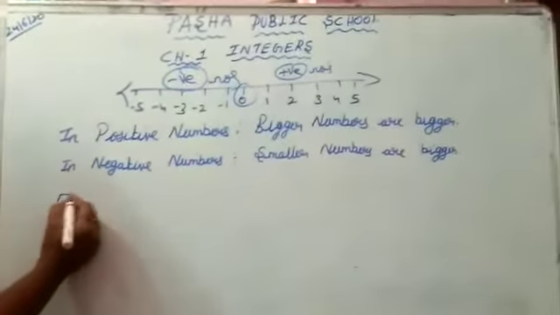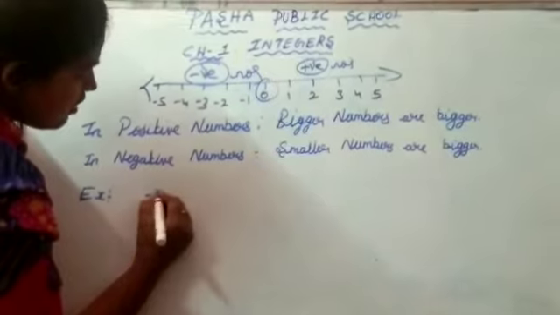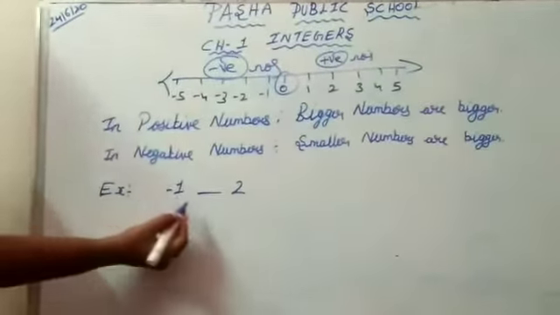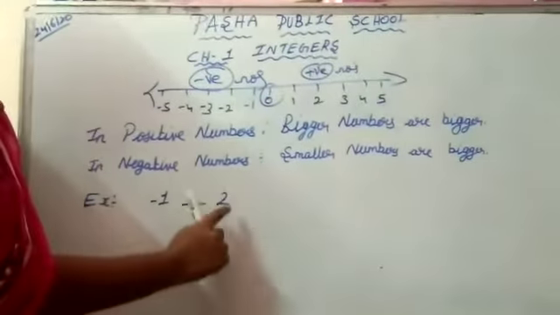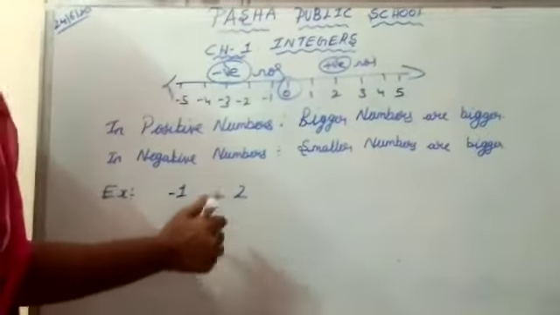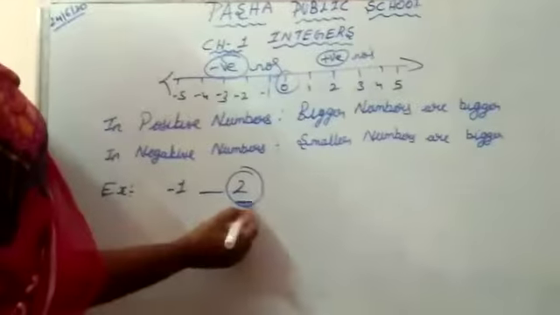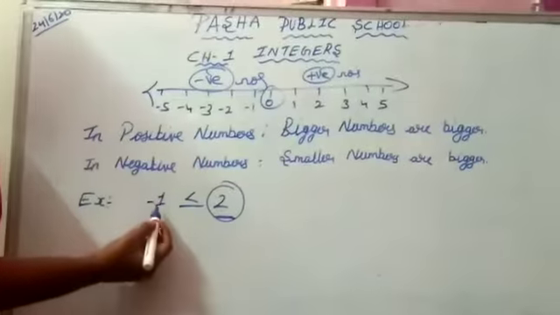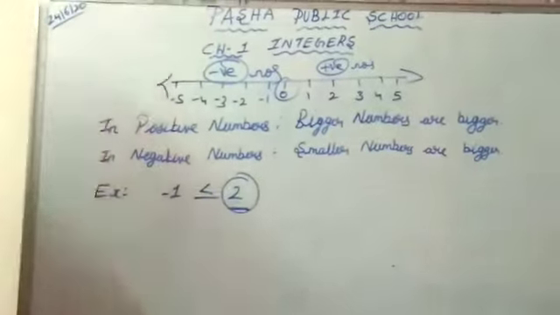Now I will give examples. When you are comparing your negative and positive, here is your negative number, here is your positive number. When you are comparing positive and negative numbers, always your positive will be greater than negative. So what is your positive number here? 2. So 2 will be greater than minus 1.